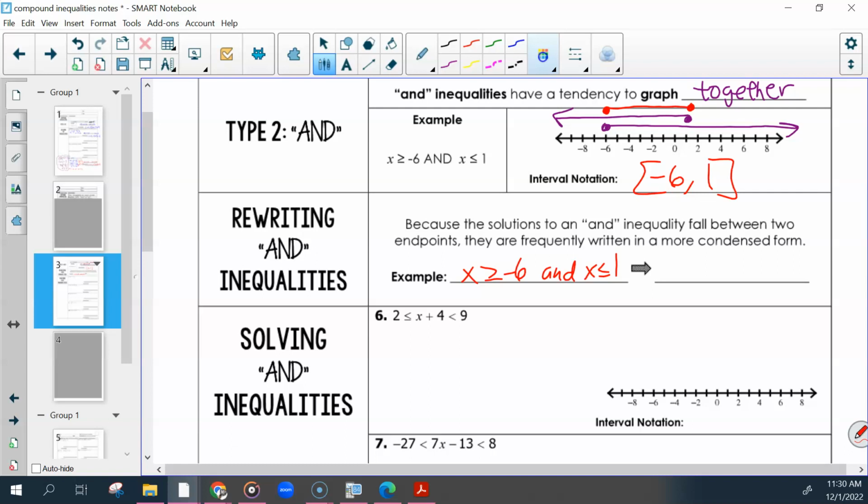We would write it as, we would start at the lowest, the -6, and then you're going to use less than or equal to symbols: x less than or equal to 1. This is saying these overlap between -6 and 1, to include -6 and 1. Solutions could be anything in between that.